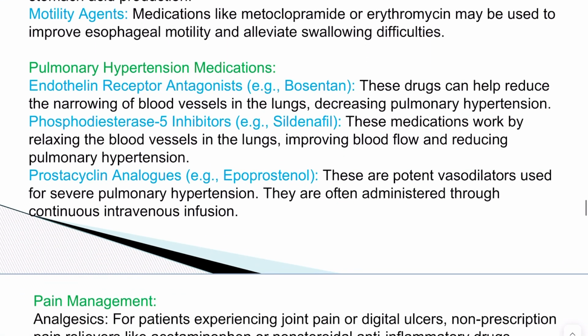If the patient has complications like pulmonary hypertension, then we have endothelin receptor antagonists. These can help reduce the narrowing of blood vessels in the lungs. Phosphodiesterase 5 inhibitors like sildenafil work by relaxing the blood vessels in the lungs, improving the blood flow and reducing the pulmonary hypertension, and prostacyclin analogs. And these are potent vasodilators used for severe pulmonary hypertension.